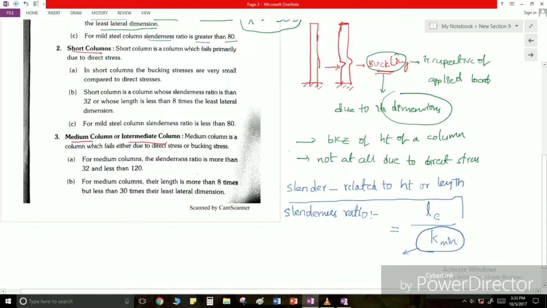And for mild steel columns, the slenderness ratio is greater than 80.